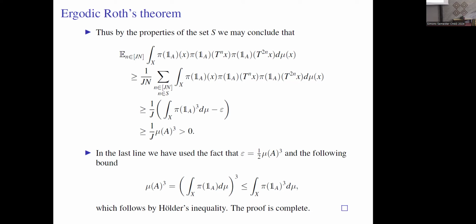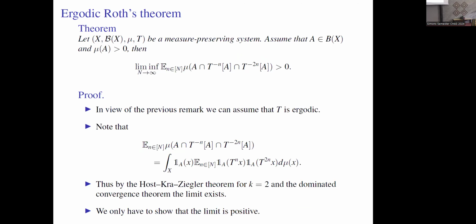And so here we use Rutgers' inequality, and this is what produces this bound, and we are done. Therefore, if we go back to this expression, we have now proved that this limit is positive.